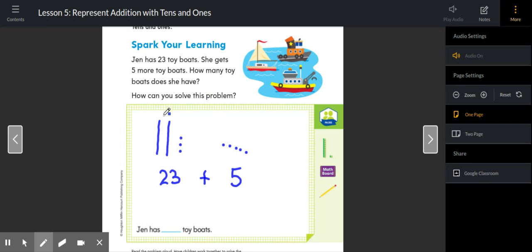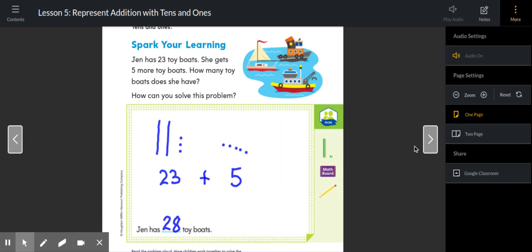So remember, as I touch my tens, I'm going to count by tens. So 10, 20, and remember how I taught you to say stop so you don't keep counting right on by tens. I don't want to go 10, 20, 30, 40, 50, right? Because these are ones. So I want to go 10, 20, stop, 21, 22, 23, 24, 25, 26, 27, 28, because those are also ones. So 28 toy boats.